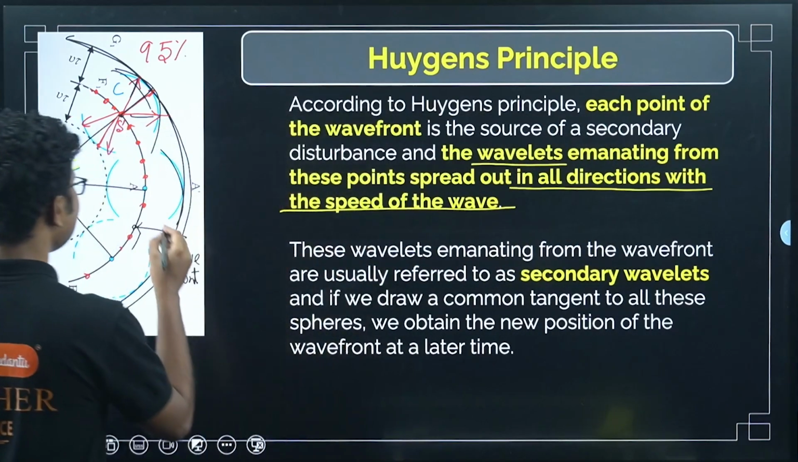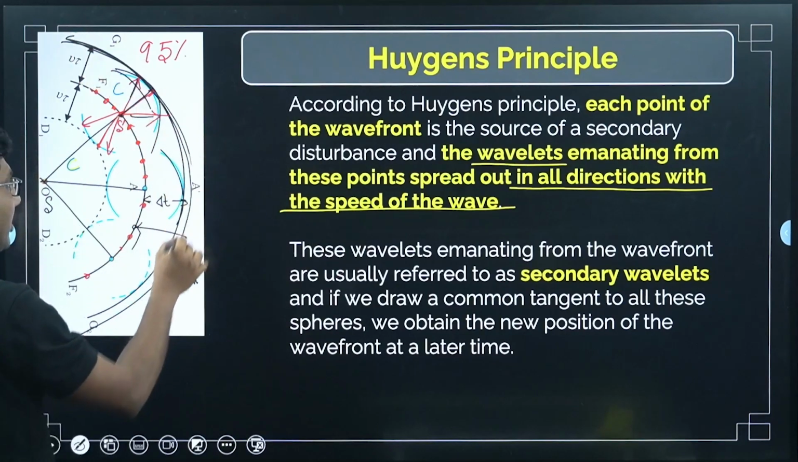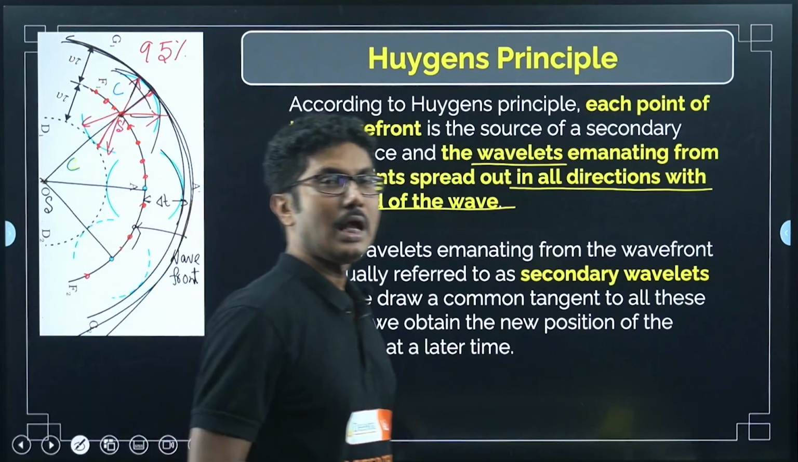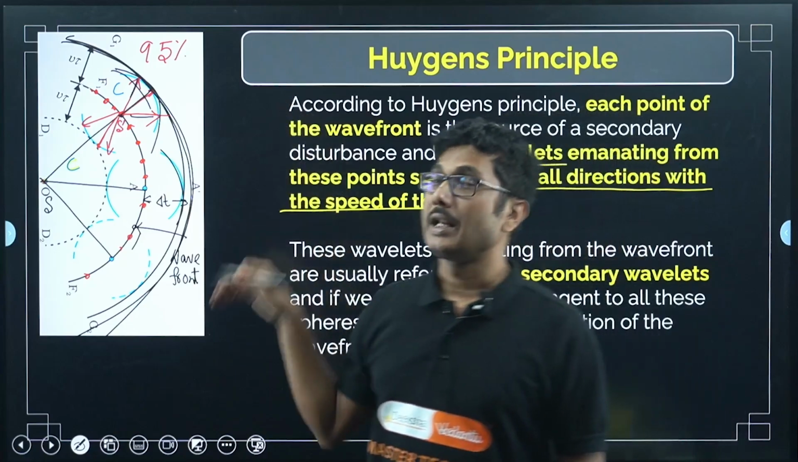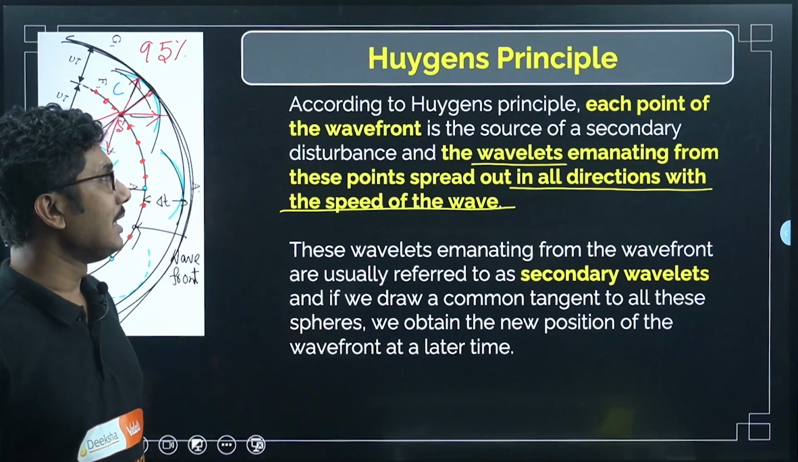So if you consider this time difference is delta t, then after delta t, what will be the shape of the wavefront? The shape of the wavefront will be another circle, right? Now it depends on the type of the source. The shape of the wavefront we will discuss in a while.